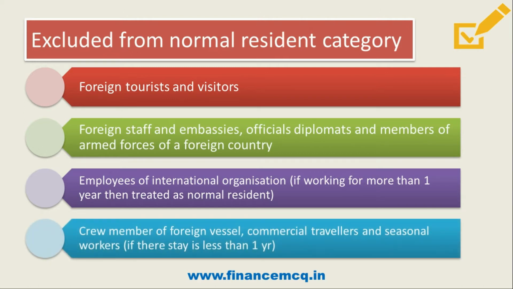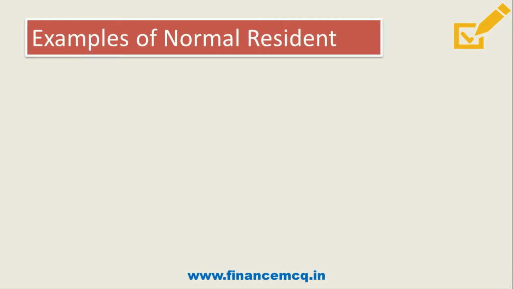And crew members of a foreign vessel, commercial travelers, and seasonal workers, if their stay is less than 1 year, then only they will be excluded from the normal resident category, and if they are staying for more than 1 year, they will be considered as a normal resident. So remember this point. Now let's understand this normal resident concept better through some examples.